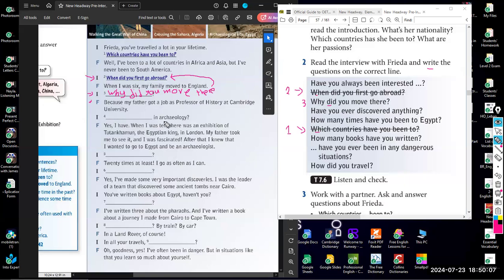Now, 4, in archaeology. Yes, I have. When I was 10, there was an exhibition of Tutankhamun, the Egyptian king, in London. My father took me to see it, and I was fascinated. After that, I knew that I wanted to go to Egypt and to be an archaeologist.